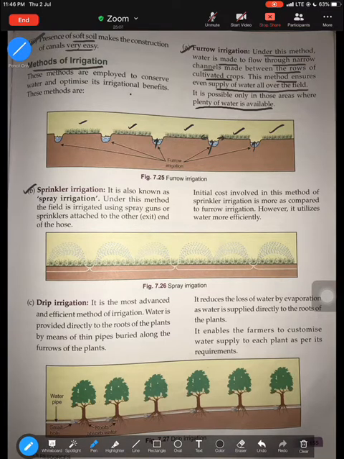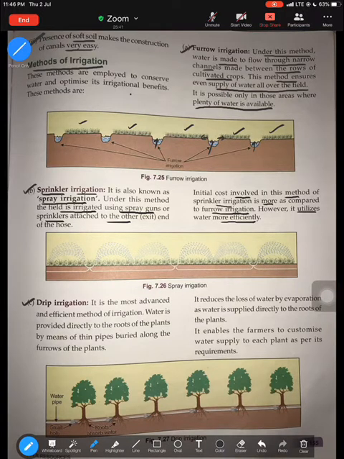Second is the sprinkler. From the word itself, sprinkle or spray, it's also known as spray. Under this method, the field is irrigated using a spray gun or sprinklers attached to the other. I'm sure you've seen this in tea gardens where there's a spray like a fountain that is released and distributed to the surrounding area in the form of a spray. Initial cost involved in a sprinkler is more as compared to furrow. So initially it's quite expensive, but however it is more efficient in distributing water evenly.